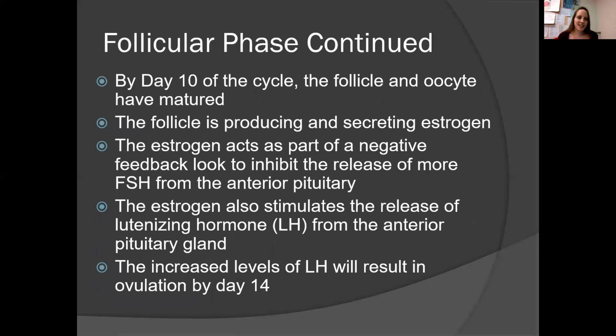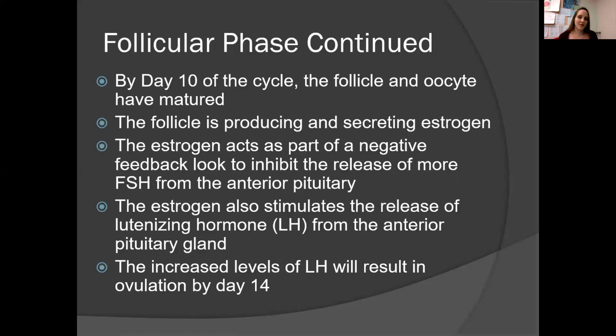By day 10, the follicle and the oocyte have completely matured. At that point, the follicle will be producing and secreting estrogen. The estrogen is then going to have 2 main functions. The first is that it acts in a negative feedback loop to go back and cut off the secretion of FSH from the anterior pituitary. And the second job of the estrogen is to actually stimulate the anterior pituitary to release LH, luteinizing hormone.